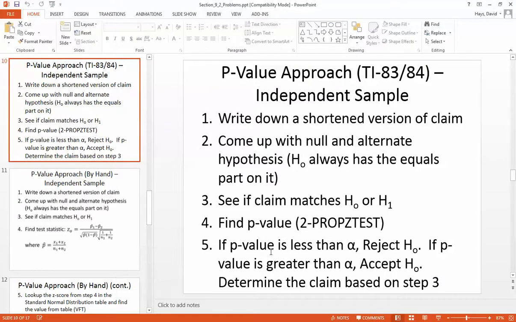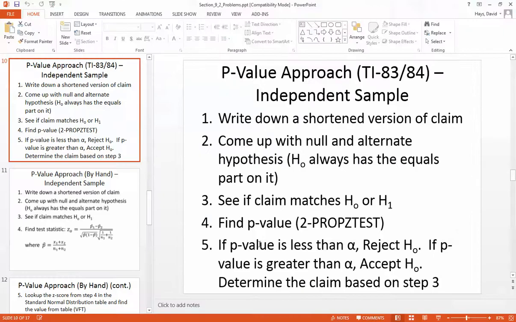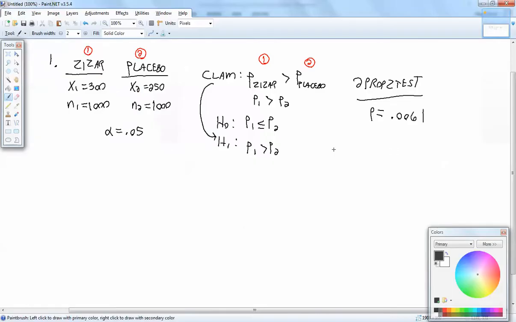Back to our steps here. It says that p-value is less than alpha. Alpha is 5%. P-value is 0.0061. It's obviously less than. So that says if p-value is less than alpha, we reject H0.